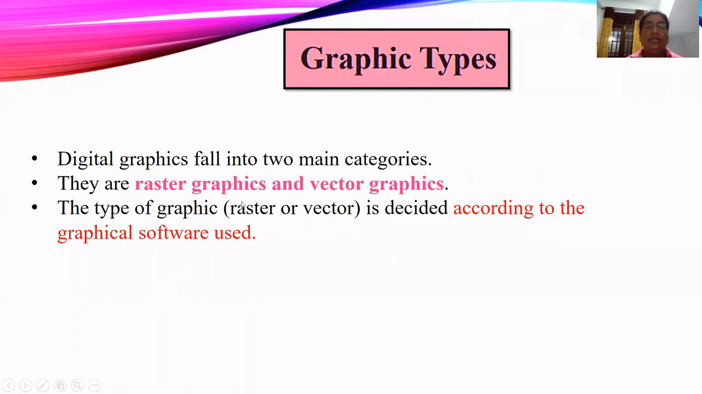So what is that second classification? Raster graphics versus vector graphics, right? Normally these are very important. The type of graphics is divided according to the graphical software used, right?